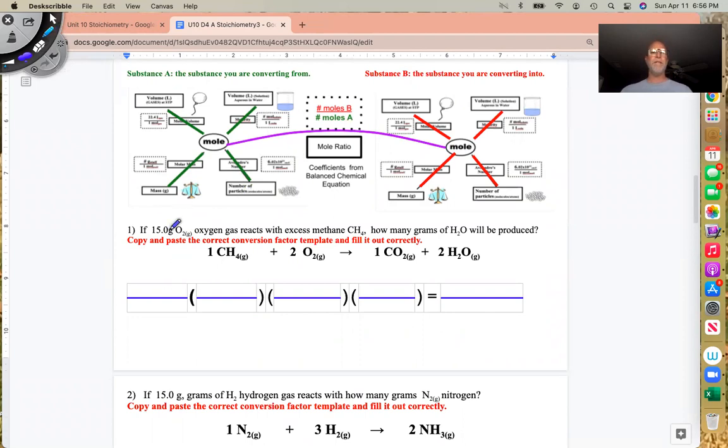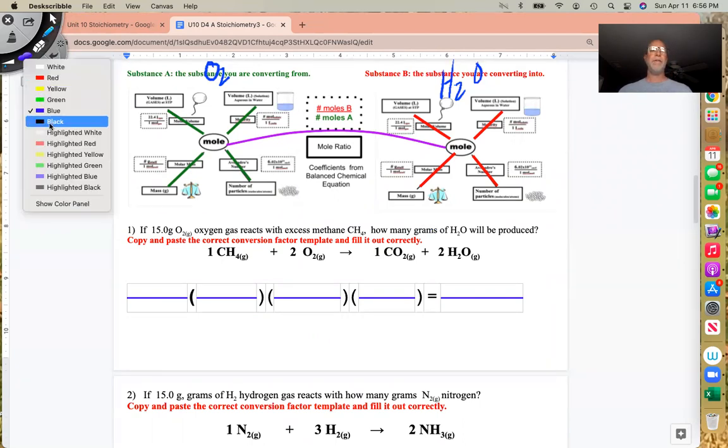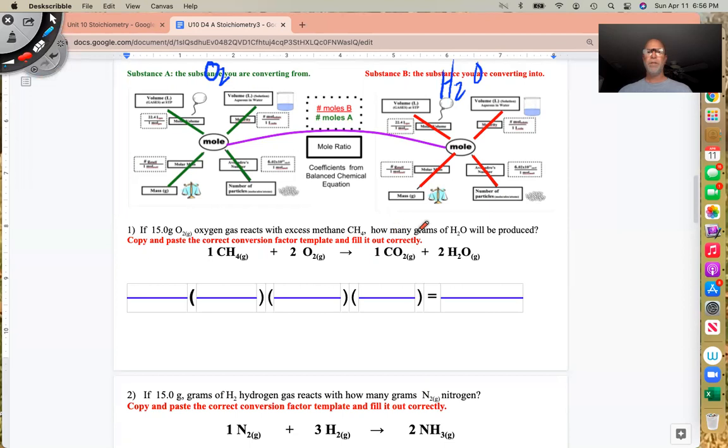We're starting with 15 grams of oxygen, and it reacts with excess methane. How many grams of water? So we're going to start over here. Substance A is going to be O2. What are we looking for? We're looking for water, which is H2O. And so we are going to end, ladies and gentlemen, with what we're looking for, which is right here. We're ending with water, grams of water. That's where we're going to end.